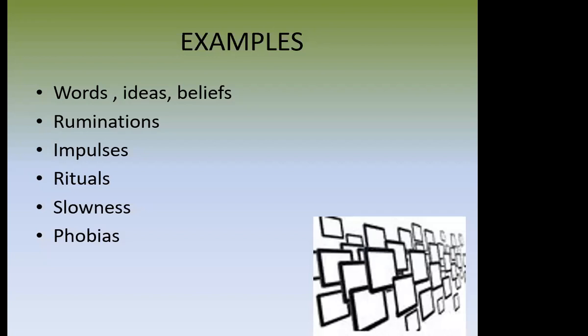Examples of OCD. And what will ultimately make you slow? It will ultimately make you slow. Because if you are going to spend a lot of time in rituals and ruminations and making things clean and immaculate, then you will become slow. So these are a few examples. When you come to our wards for clinical teaching, we will be more comfortable in letting you know the definitions and specific meanings of these words.